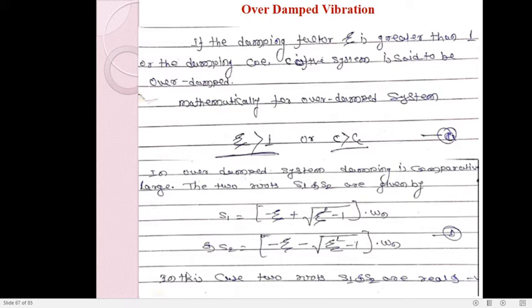What is the meaning of this? That for these two roots, if we put the value of xi greater than 1, suppose let us say xi is 2, then in this equation, minus xi plus the square root term, you will definitely get a value that is real and negative.